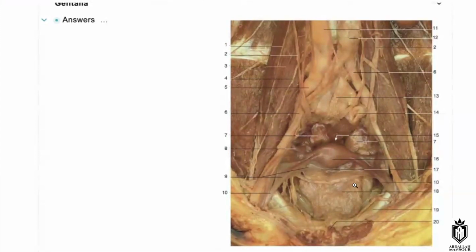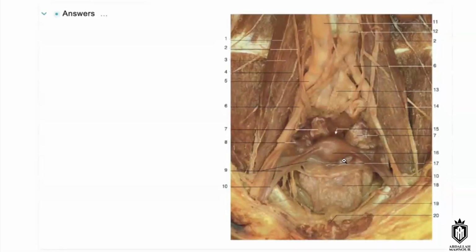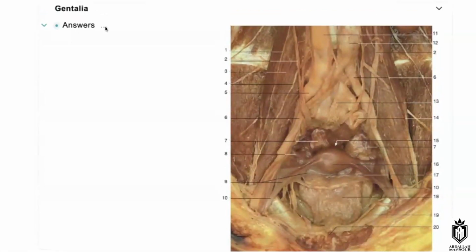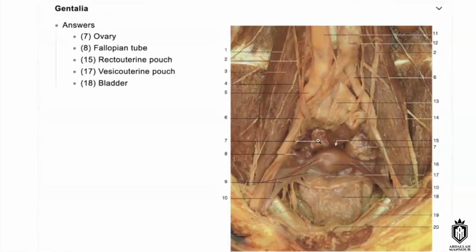And what is number 18 then? Number 18 is the bladder. Okay, and what's the space in between, 17? It's the vesicouterine pouch. Yeah, well done. And what is the shiny structure that is number 7 on both sides? Number 7, the ovaries, right? That's the ovaries. Yes.